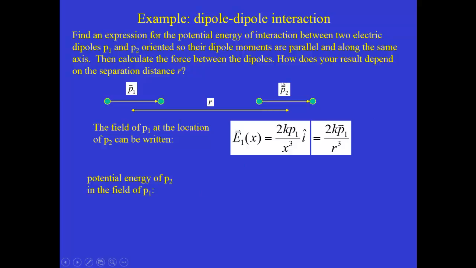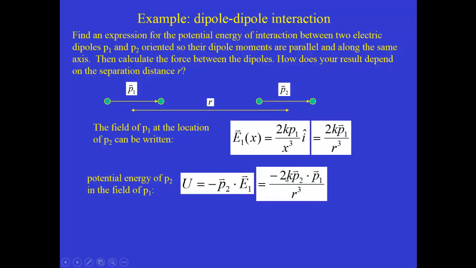Now what's the potential energy of P2 in the presence of this field E1? And we know the expression for that too. U, the potential energy, is minus P2 dot E1. So that dot product is easy. P2 is along the x direction. E1 is also along the x direction, so the dot product would just be the magnitude of P2 times the magnitude of E1 times the cosine of 0, which is 1. So it's an easy calculation to do.